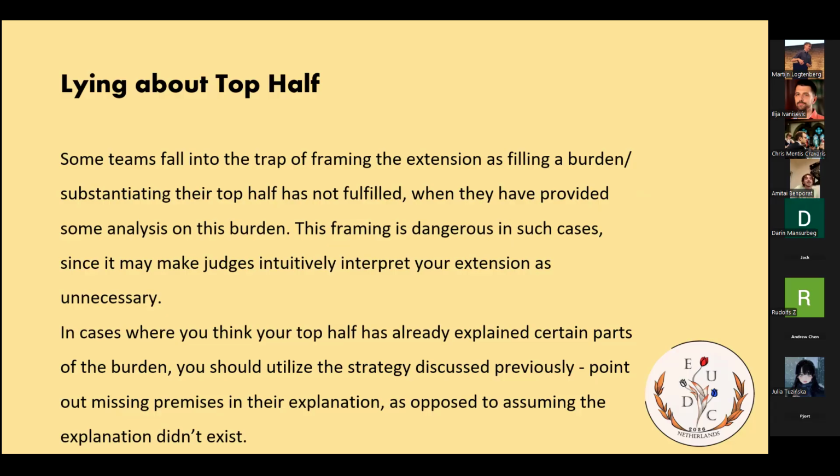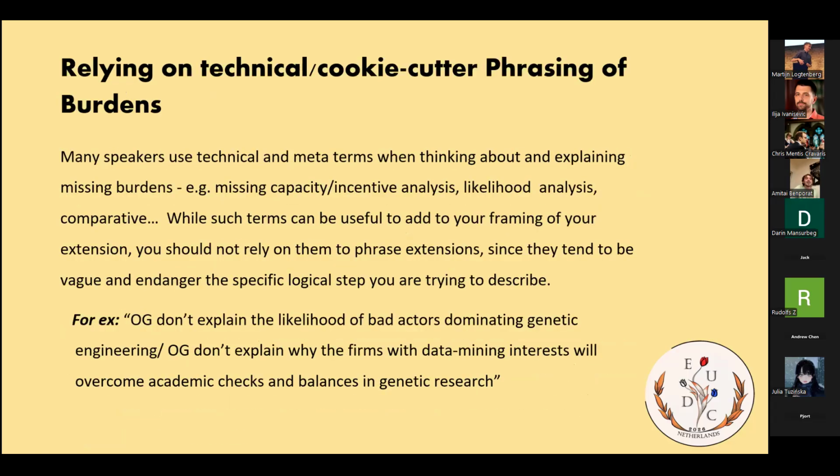Third last mistake is relying on too many technical or cookie cutter phrasings of burdens or other meta terms when you're using verticals. And I think this is actually something that many people don't understand is really, really constricting in terms of your ability to use verticals. Why? Because many people, especially in sort of mid rooms, who understand well how to strategically enter a debate if there is something that's missing, will then trip up when trying to phrase what it is that's missing.